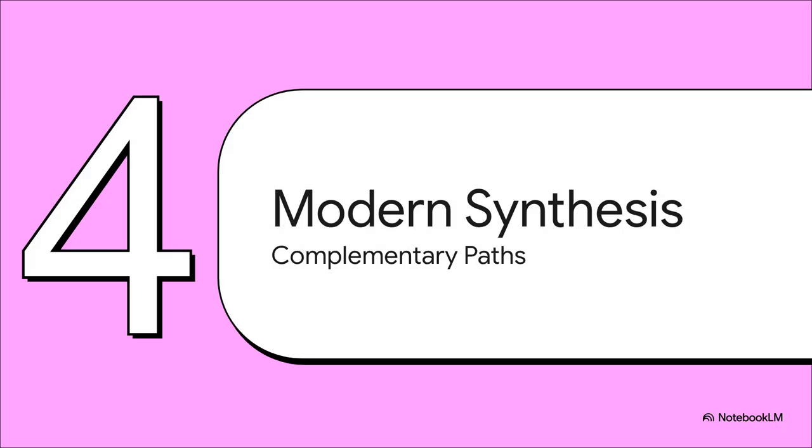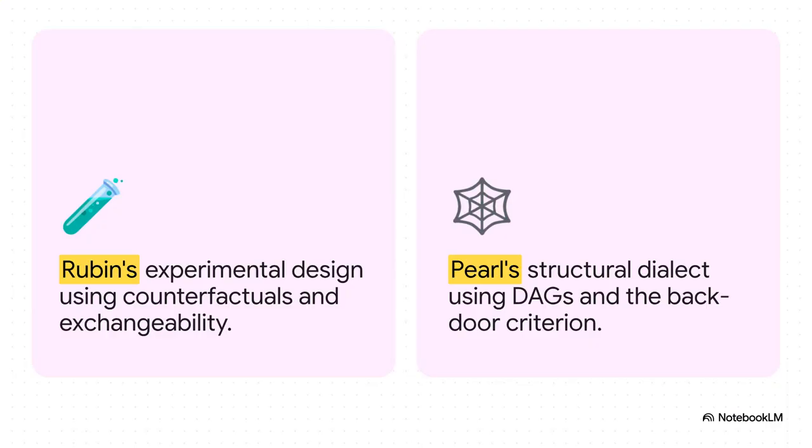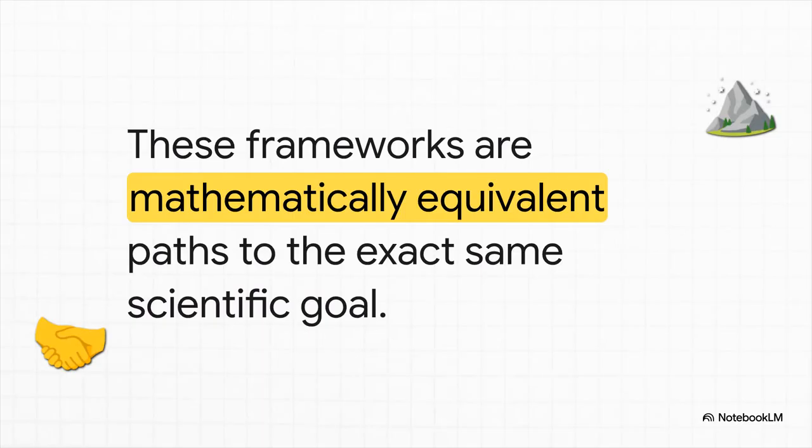Section 4. The modern synthesis. At this point, we're really just looking at two dialects of the exact same logical language. On one side, we have Rubin's experimental design dialect, heavily relying on counterfactuals and exchangeability. On the other, we have Pearl's structural dialect, using DAGs and the backdoor criterion. And here's what's truly amazing. Rubin's core concept of exchangeability perfectly maps onto Pearl's backdoor criterion. They are parallel mathematical concepts. Ultimately, these frameworks are mathematically equivalent. They're perfectly complementary paths leading to the exact same scientific goal.